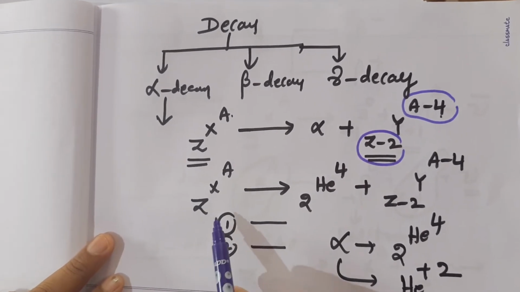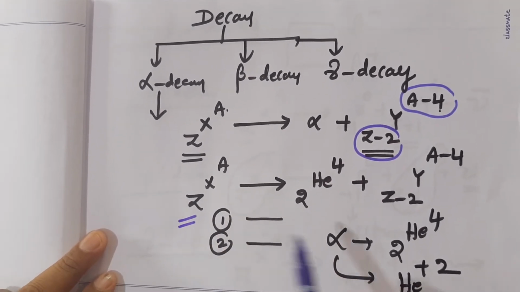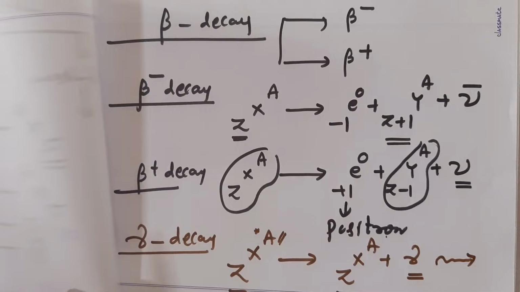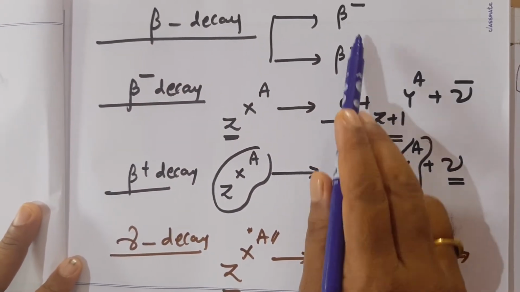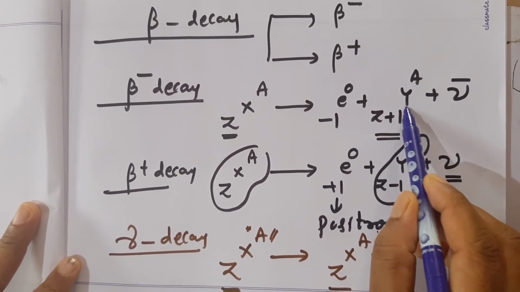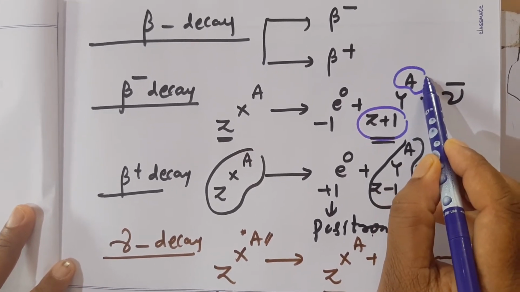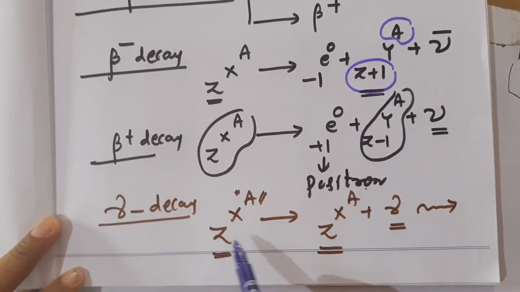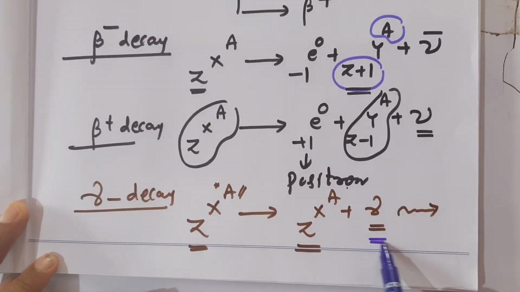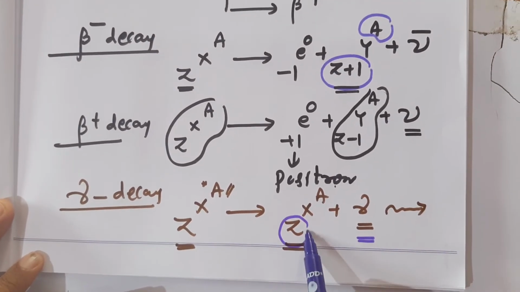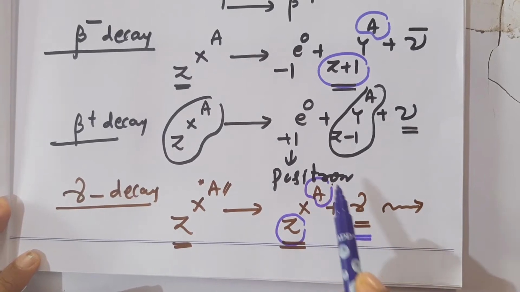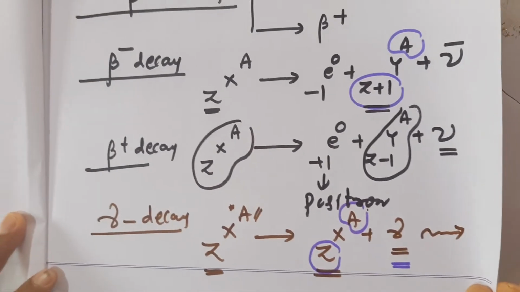The second: if the radioactive element emits a beta particle, generally beta minus, then the atomic number increases by 1 unit. There will be no change in the mass number. Third, if the radioactive element emits gamma radiation, there will be no change in the atomic number and no change in the mass number.